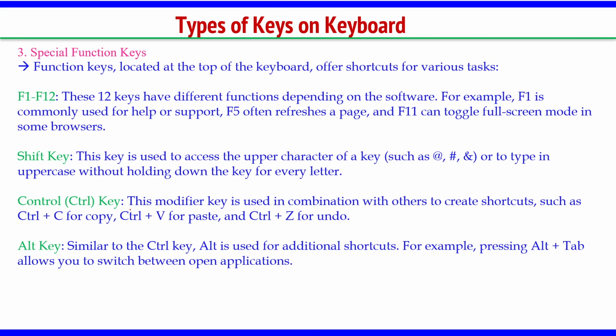Then we have control key, next one. This modifier key is used in combination with others to create shortcuts. Control C for copy, Control V for paste, Control Z for undo, like this. And also we have Alt key. This is similar to Control key. It is used for additional shortcuts, like Alt Tab, to switch between applications. Okay, so there are different applications of these keys, right.